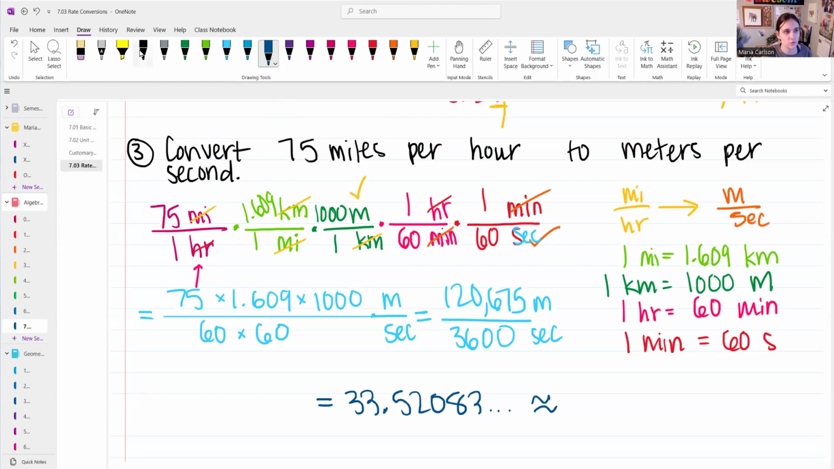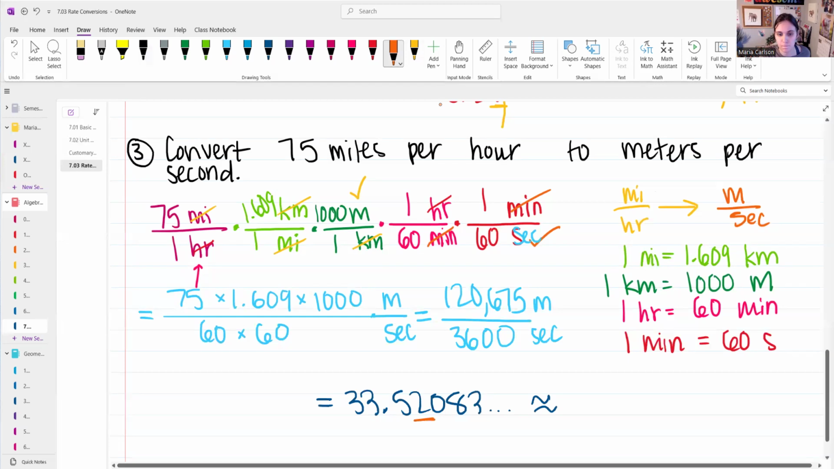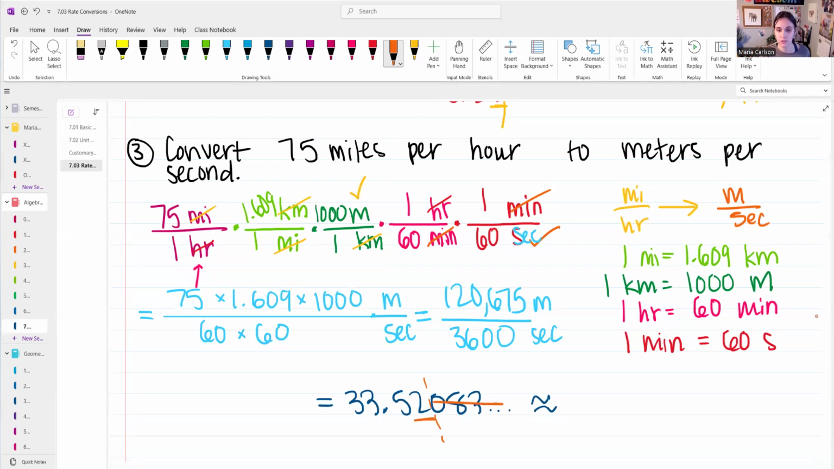It actually didn't say to round. So let's round to the nearest hundredth. So we will look at what comes after the 2, and 0 is not large enough for us to round up the 2. So this is simply 33.52 meters per second.